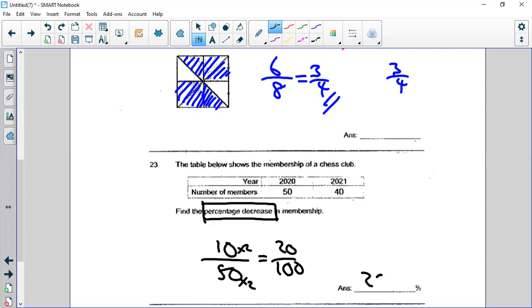And once your denominator is 100, then that will be 20%. Okay, so you must be very good now at getting percentage decrease, percentage increase, and also percentage discount. So how do you get all these percentages? Right, as a fraction. Okay, let's go to number 24.